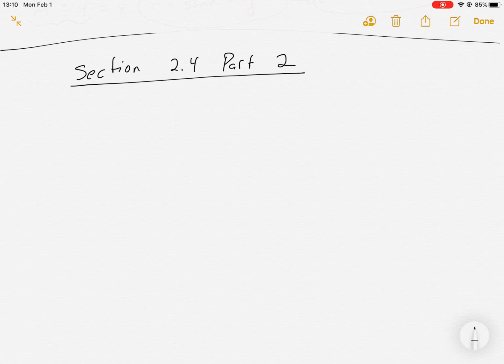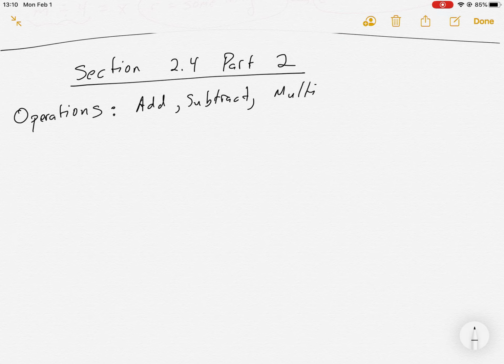For the second part of section 2.4, we're now going to discuss operations on complex numbers beyond just powers of i. So in this case, we will be discussing adding, subtracting, and multiplying. Division takes a little bit more work and is not something I think is super important to cover, so that's not something we will cover in this video. All right, so to begin with, let's just do an example, and this is going to pretty much cover all of these, and then we'll end with one other key concept for complex numbers.